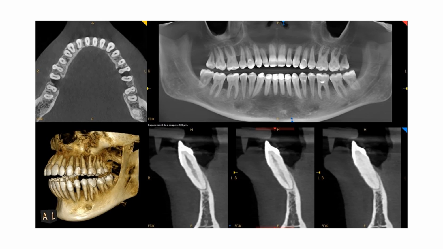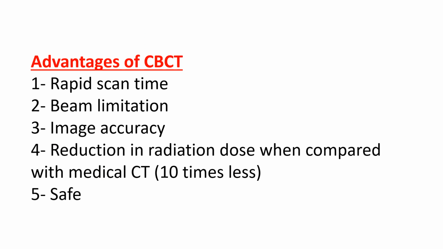First of all, three-dimensional, animated, and then the three planes. So I can get a clear picture of my problem. The advantages of CBCT, first of all, it's a rapid scan time, beam limitation, image accuracy, reduction in radiation dose when compared with medical CT, and it is quite safe.